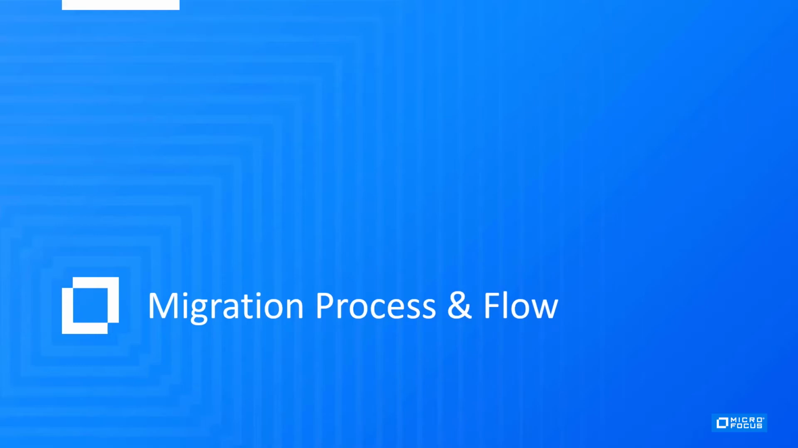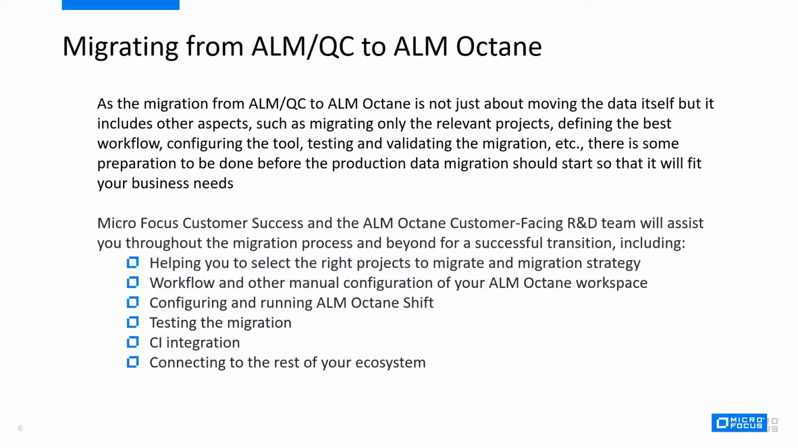Now we'll talk a bit about the migration process and flow. Migrating from ALM QC to ALM Octane is not just about moving the data itself. It includes other aspects as well, such as migrating only the relevant projects, defining the best workflows, configuring the tool, testing and validating the migration, and there is some preparation that has to be done before the production data migration should start, so it'll fit your business needs.